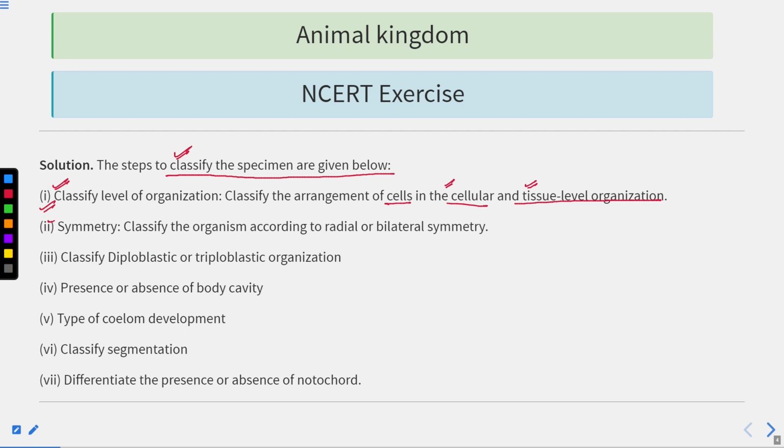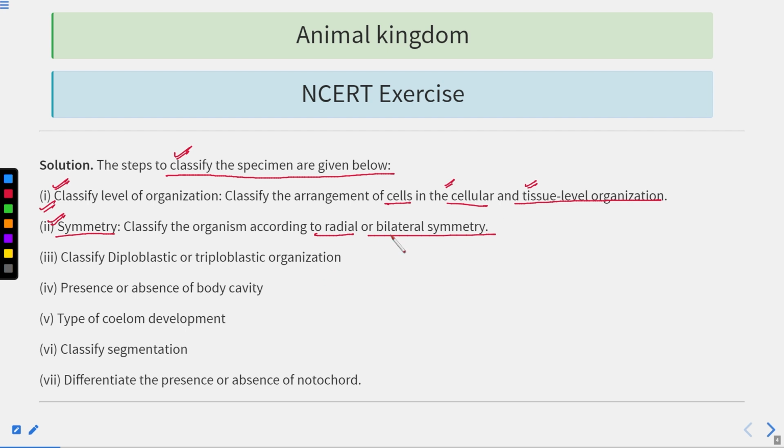In the next step that you are going to follow, that is symmetry. You will see the symmetry of that particular organism. Classify the organism according to radial or bilateral symmetry, where we will see the organism and we can say that this organism is radially symmetrical if it can be divided into a number of two halves on the basis of the line of symmetry that is passing through the center of the organism.